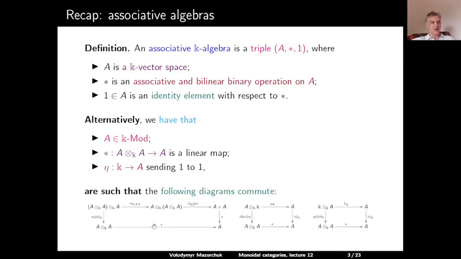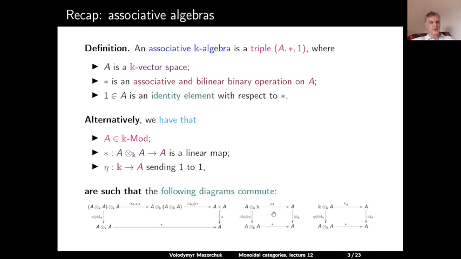So we have the usual associativity diagram. We start from A tensor A and then tensor A. We do the operation for the first two arguments and then the operation again to end up in A. Or we use the associator to rearrange the bracket. Then we do the operation on the second and the third arguments, and then the operation, and we end up in A. And this should commute.